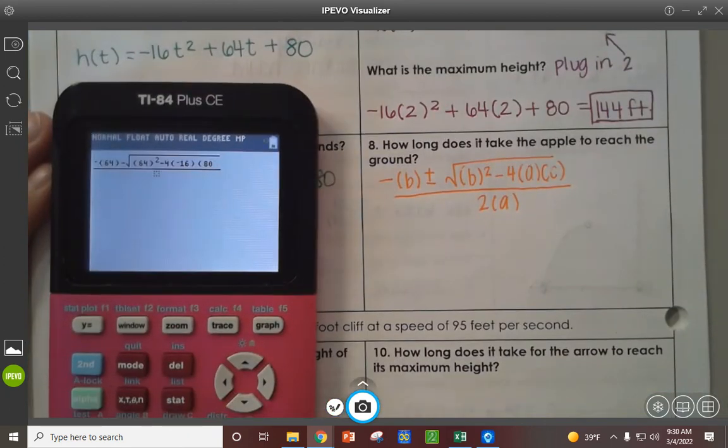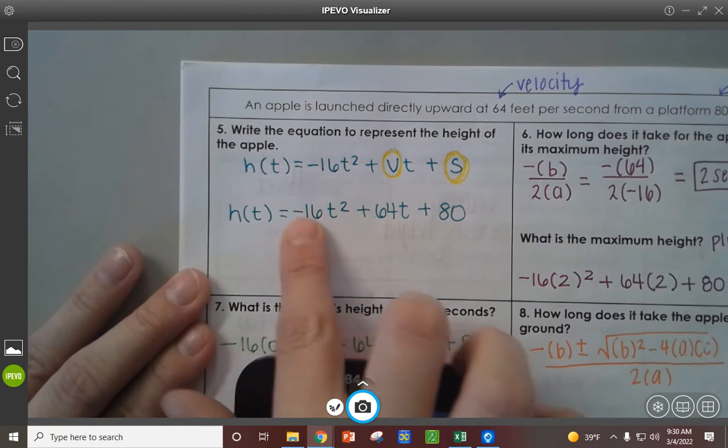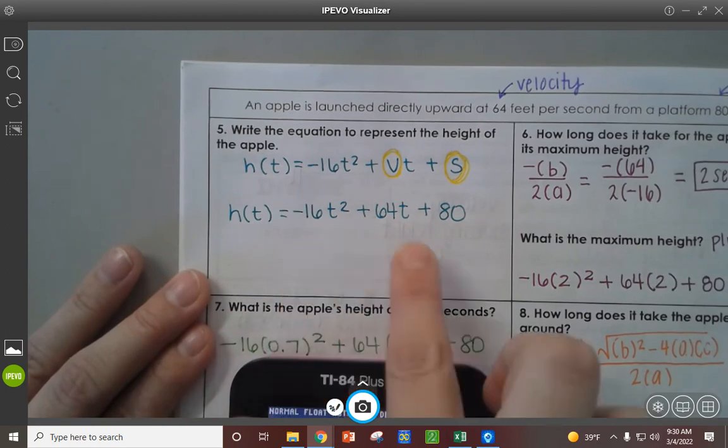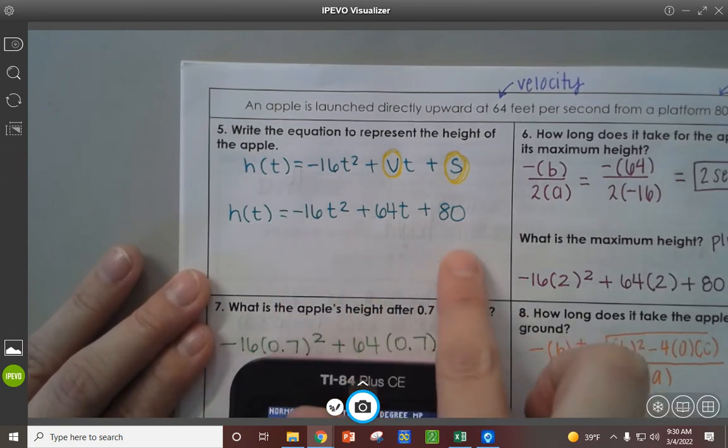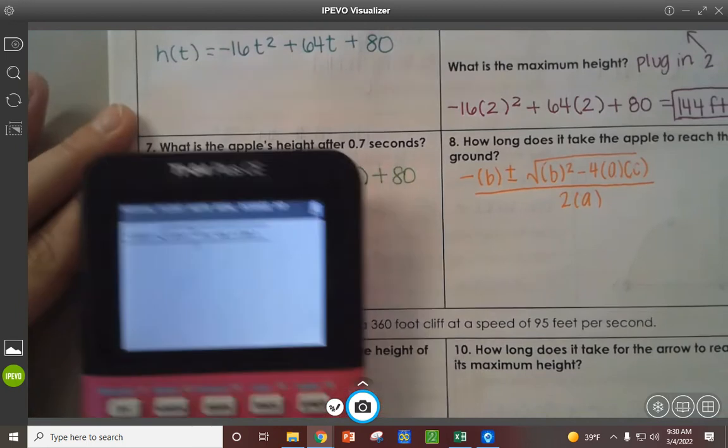Okay, so one more time. So back up here at your problem, the first number is always your A, the second number is your B, and then your last number is your C. Yep.